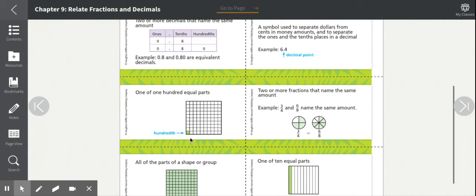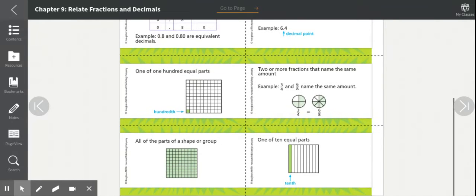Then we have one of 100 equal parts, which is a hundredth. So that one little tiny one is one out of 100 pieces, right? Two or more fractions that name the same amount are equivalent fractions. We've seen that in the previous chapters.